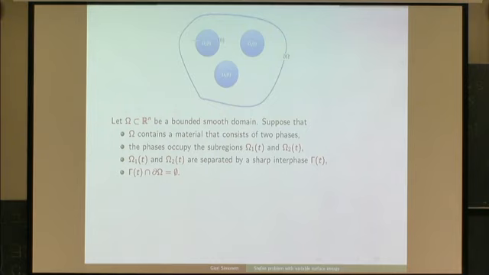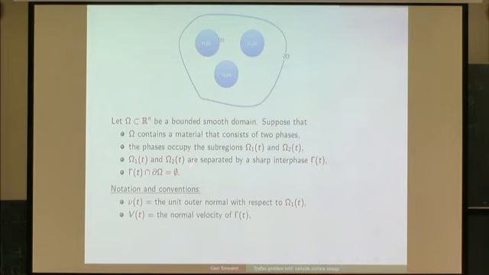So you want to be sure that there is no boundary intersection. You want to be sure that the phases do not touch. There is a sharp interface separating the phases, gamma of t. That's a convention, so it will have an outer normal pointing from omega 1 into omega 2. Of course, then with any free boundary problem, there is a normal velocity, so the velocity in the direction of the outer normal.